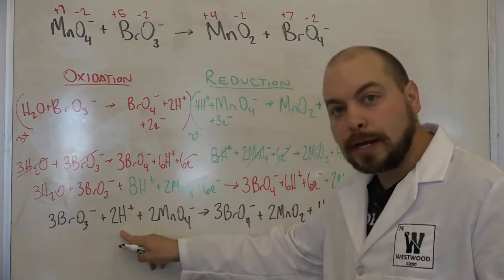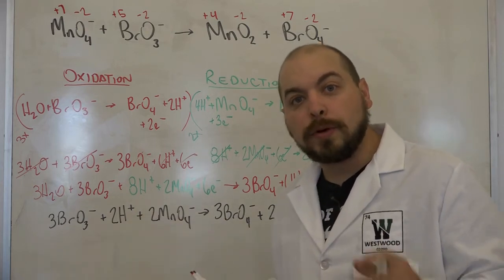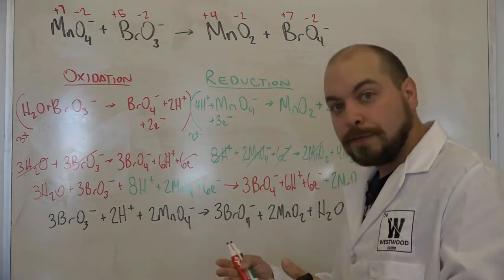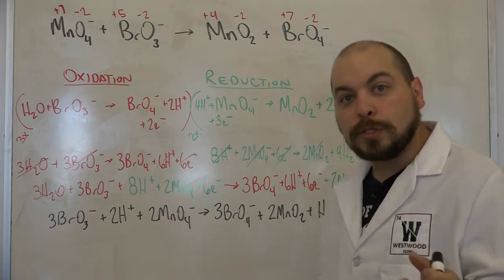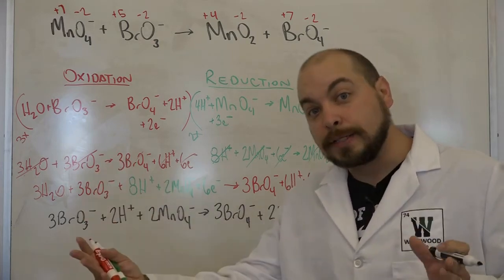Here are hydrogen ions. Remember, that's an acidic solution. We need a basic solution. Here's how we do it. One extra step. We're simply going to have to exchange, if you will, these H+ ions for OH- ions. The way we do this is by adding hydroxide ions to both sides.